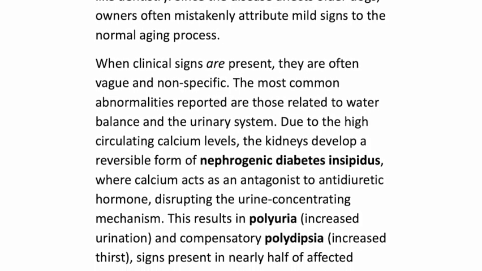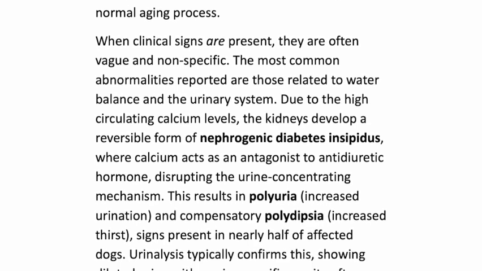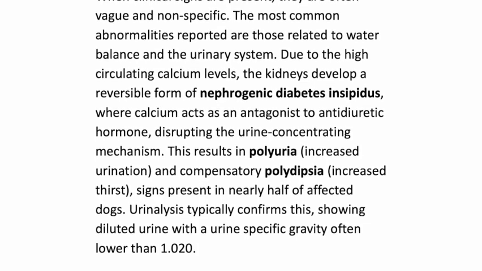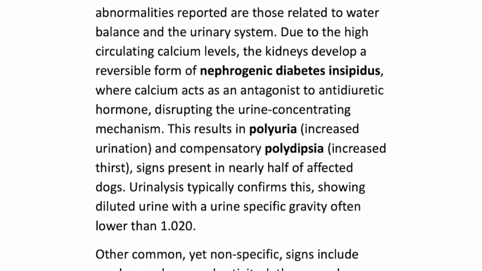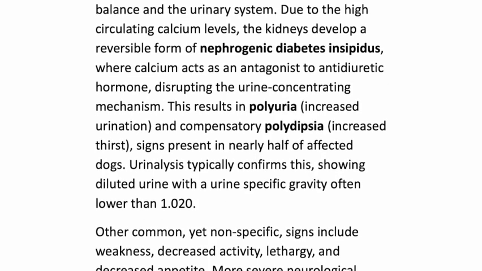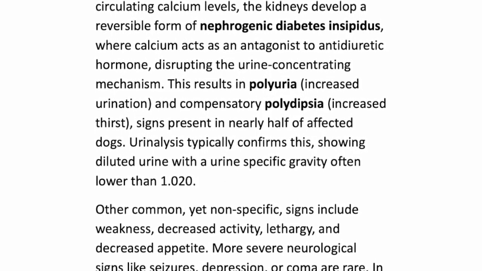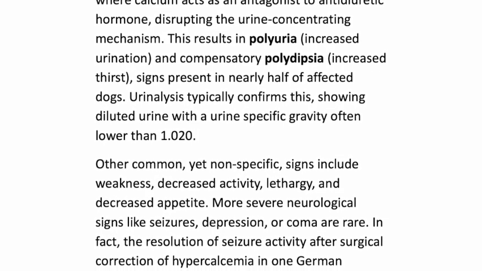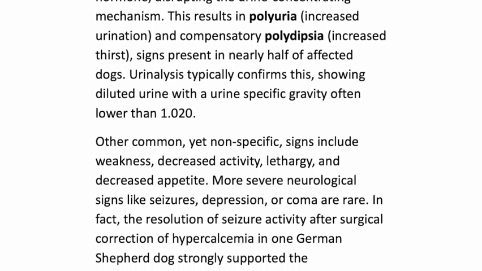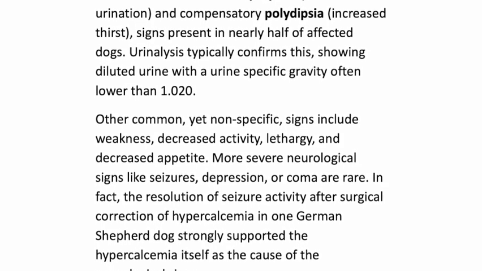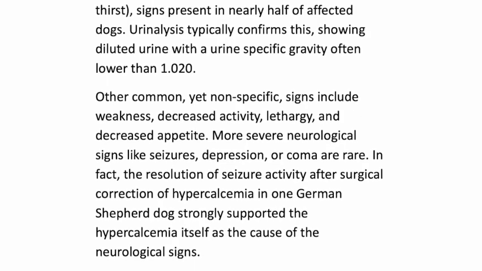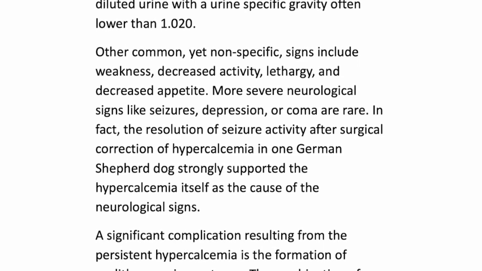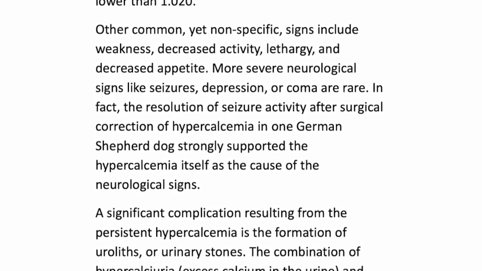The most common abnormalities reported are those related to water balance and the urinary system. Due to the high circulating calcium levels, the kidneys develop a reversible form of nephrogenic diabetes insipidus, where calcium acts as an antagonist to antidiuretic hormone, disrupting the urine concentrating mechanism. This results in polyuria, increased urination, and compensatory polydipsia, increased thirst, signs present in nearly half of affected dogs. Urinalysis typically confirms this, showing diluted urine with a urine-specific gravity, often lower than 1.020. Other common, yet nonspecific, signs include weakness, decreased activity, lethargy, and decreased appetite.